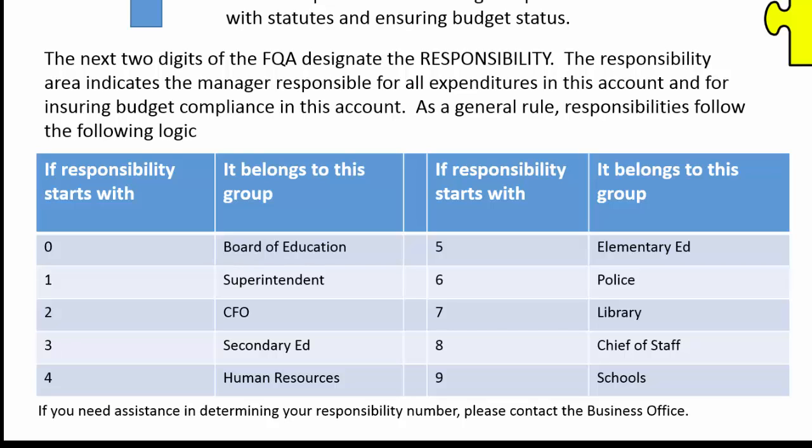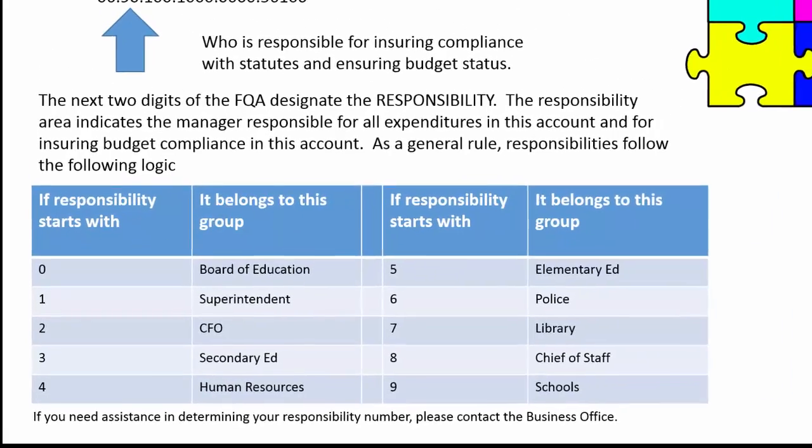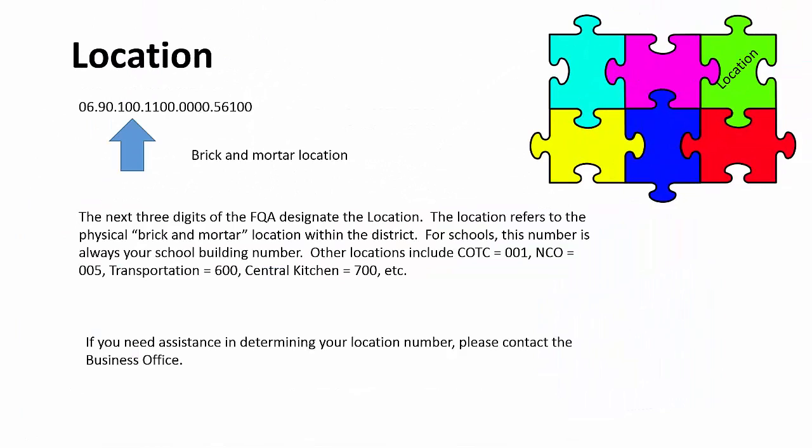All divisions and departments which report to the Chief Financial Officer's responsibility number will start with 2. All secondary education starts with 3. Human resource responsibility numbers start with 4. Elementary education responsibility numbers start with 5. The police department starts with 6. School library 7. Chief of police 8. And finally schools. Schools will always use the responsibility 90. Again, if you need assistance in determining your responsibility number, please contact the business office.